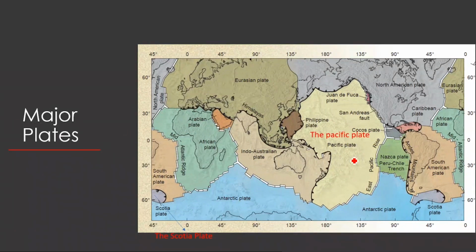The first one is the largest, the Pacific plate. Then we have the North American plate, then the South American plate, the African plate, the Antarctic plate, and the Indo-Australian plate.